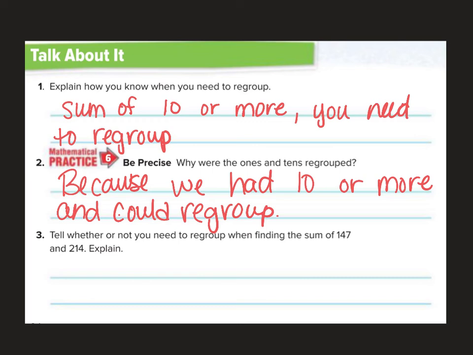Tell whether or not you need to regroup when finding the sum of 147 and 214. So if I was adding 147 plus 214, look at, here's a regrouper right here. That's 11, right? So I need to regroup. 4, 5, 6, here I do not. 2 and 1, here I do not. I get a 3. Okay, so tell whether or not you need to regroup when finding the sum.